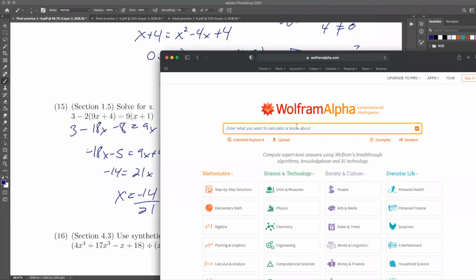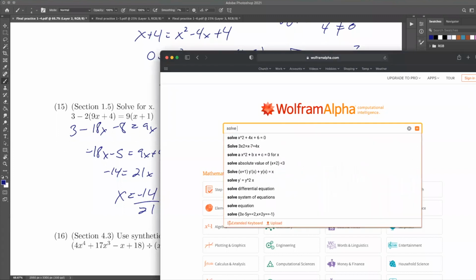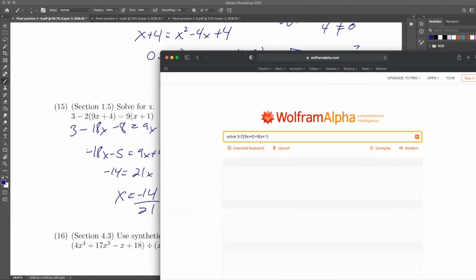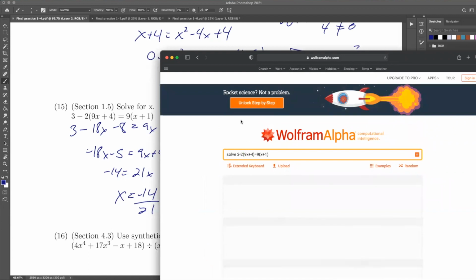All right, so let's just do this. So you just type in solve, and then you type in this. So it'll be 3 minus 2 times 9x plus 4 equals 9x plus 1. I kind of hope I do mess up something so I can show you how to figure out what you did wrong. But at the same time, no one wants to mess up, so I kind of hope I didn't.